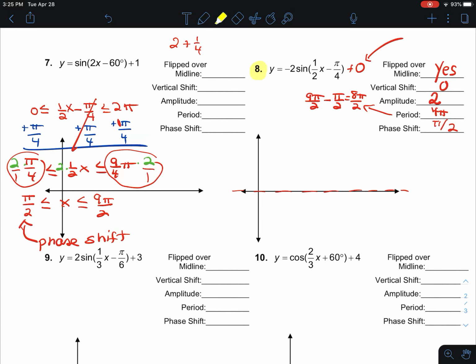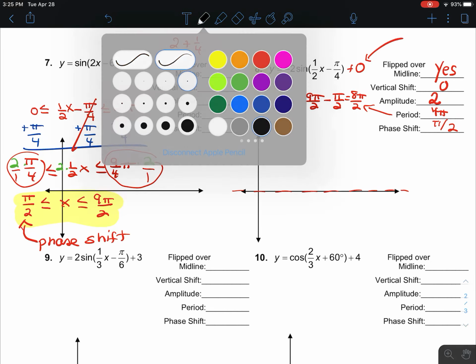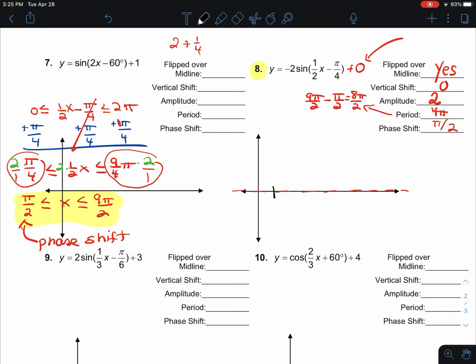Okay, now here's what you want to look at. I'm going to highlight this here. This is what I need to use when I go to label the x-axis. Okay, I know the wave starts at pi over 2. I know it ends over here at 9 pi over 2. Now remember what we did with the previous example? To get the middle of the wave, we had to average the 2 endpoints.